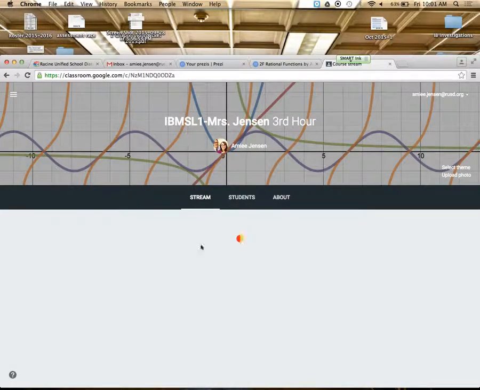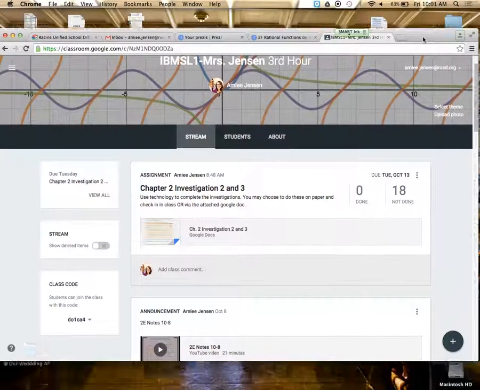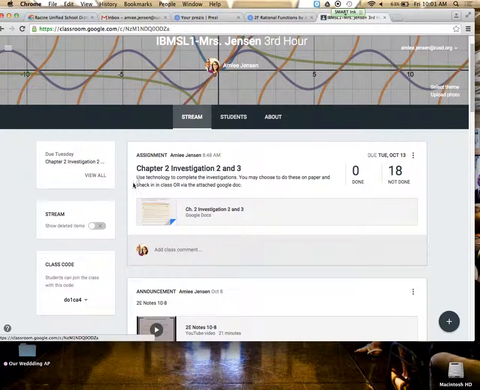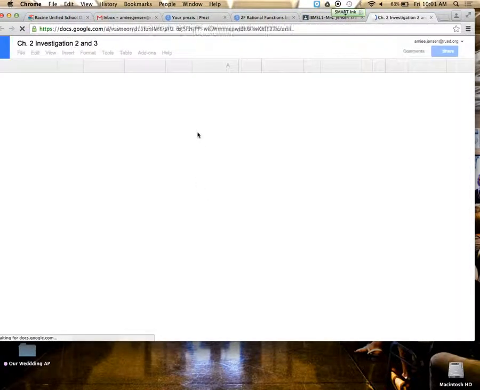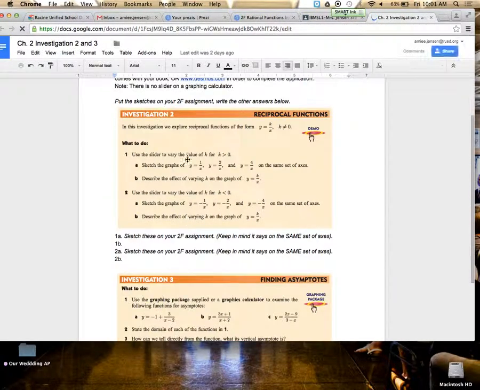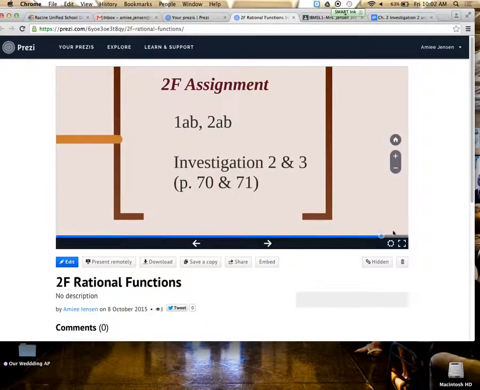Okay, so I put it in here just like I did last time, but note what it says here. Use technology to complete the investigations. You may choose to do these on paper and check in class or via the attached Google document. So if you want to type them in like last time, you can go in here and type them in. I mean, it's right out of your textbook. But if you want to just write the answers down as part of your assignment and just check it in class, I'm fine with that too. So does that make sense, how you got the option, whichever way makes sense for you? So keep that in mind.